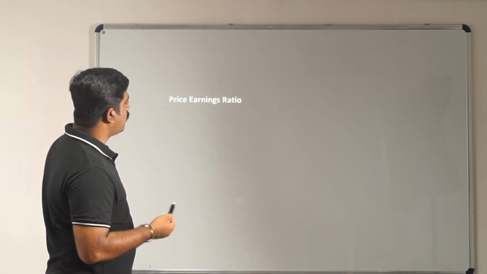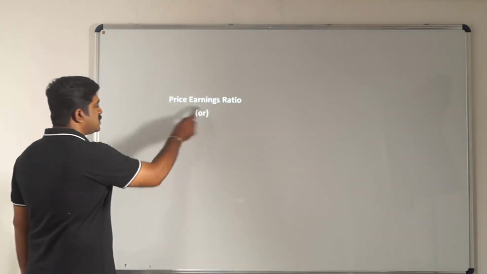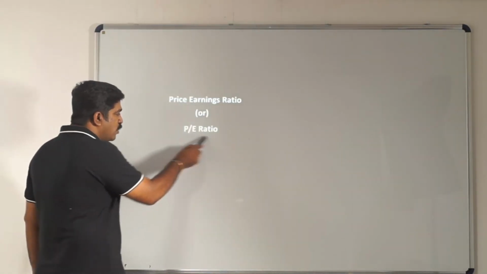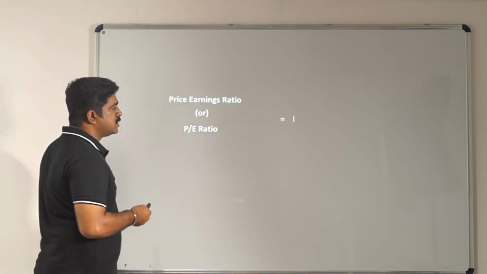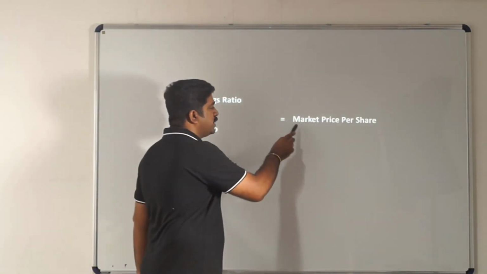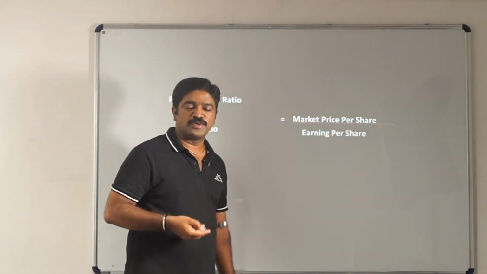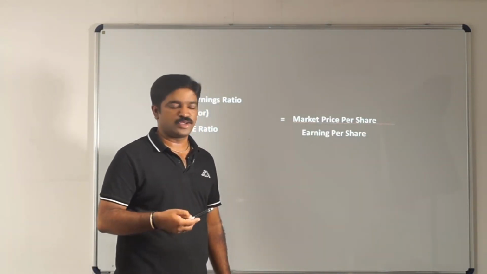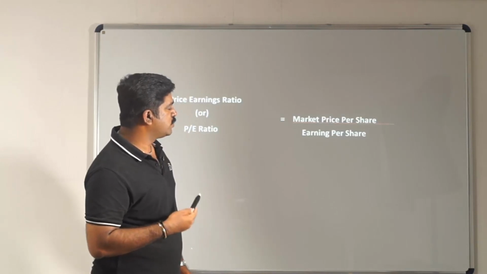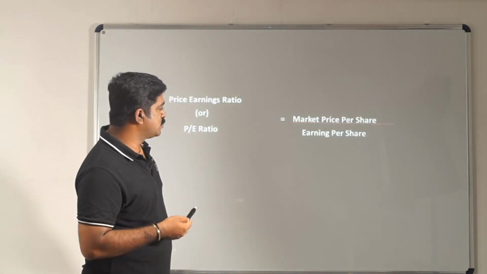The formula: price earnings ratio, or very well known in the market as PE ratio, is nothing but market price per share divided by earnings per share. As I told you, it is nothing but the inverse of earnings yield ratio. So market price goes to the numerator and EPS goes to the denominator.